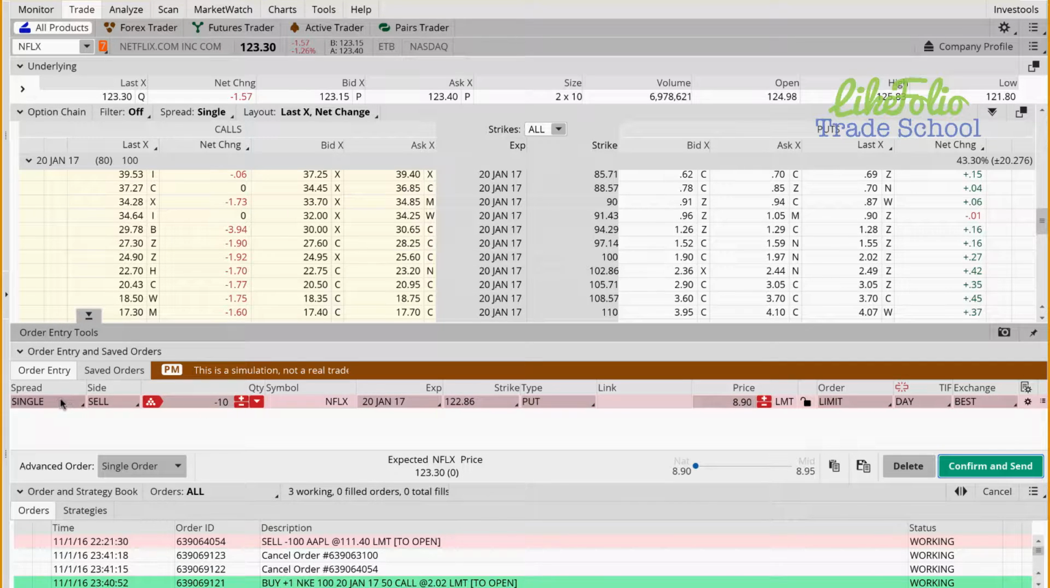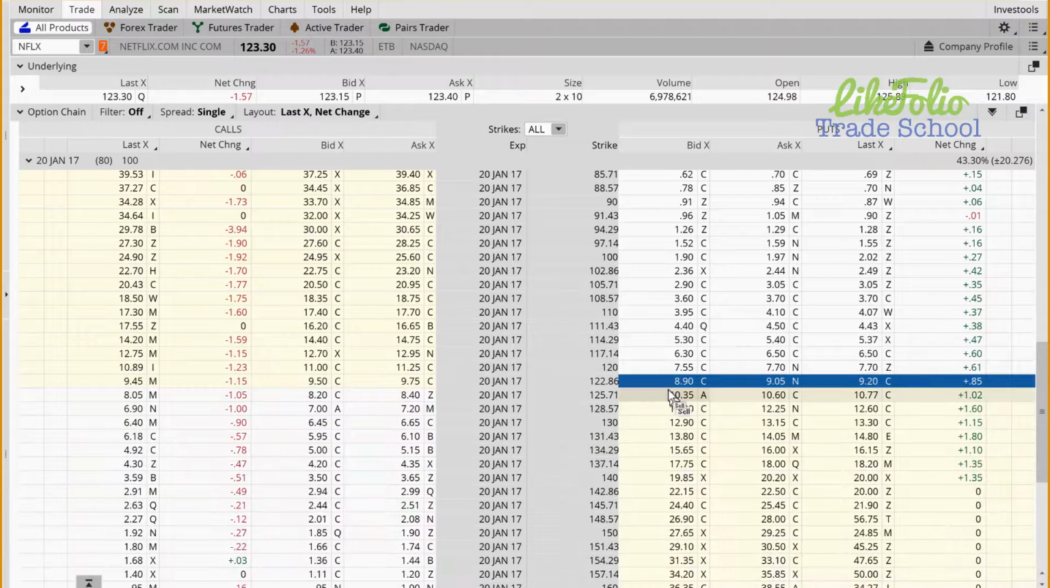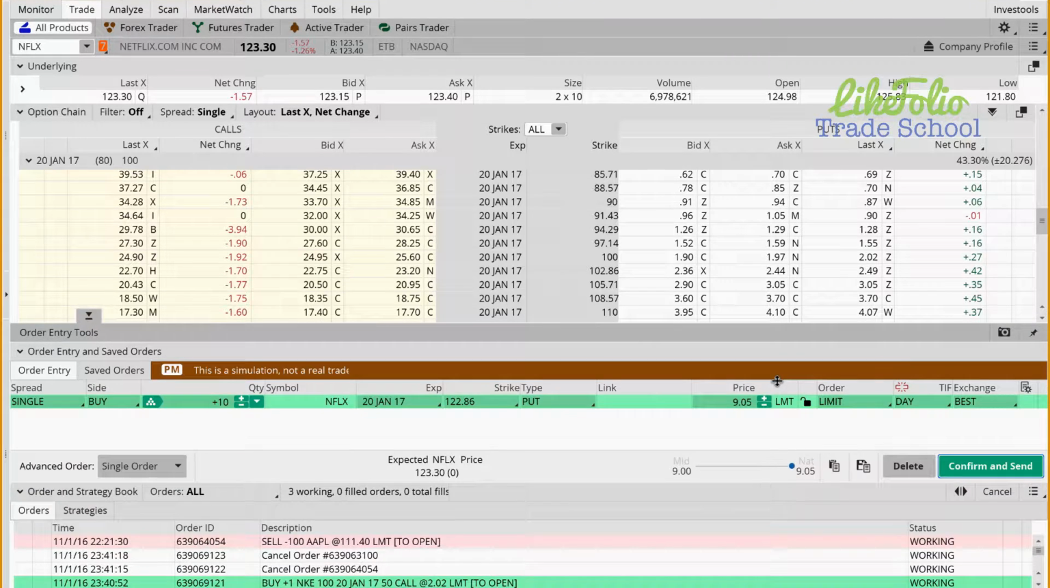So we got order entry tools. We're looking at single. We're selling. Oops, I pressed the wrong thing. See, that's why it's beautiful to make sure you review your order entry tools. So we want to buy. I accidentally clicked the bid there, but I caught my error quickly. So we clicked buy. So we're looking at single, buy, 10. Let's change that to 1.